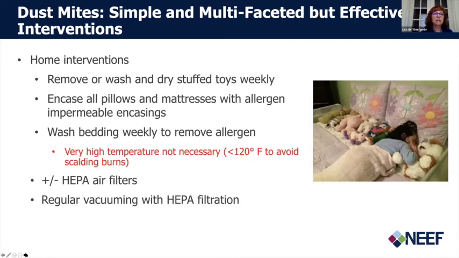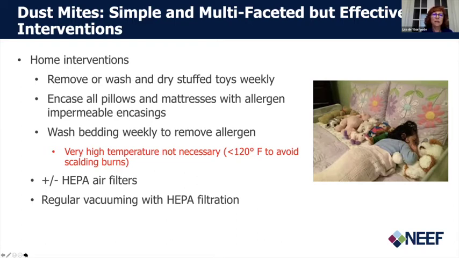Okay, so for dust mites, simple and multifaceted but effective interventions in the home can be as follows. Remove or wash those stuffed toys weekly. Now, if you have a lot of stuffed toys, I'd recommend the child just choosing a few to keep. And if they can't be washed on a regular basis, then you can actually stick them into the freezer for a couple of days, and that can kill the dust mites.